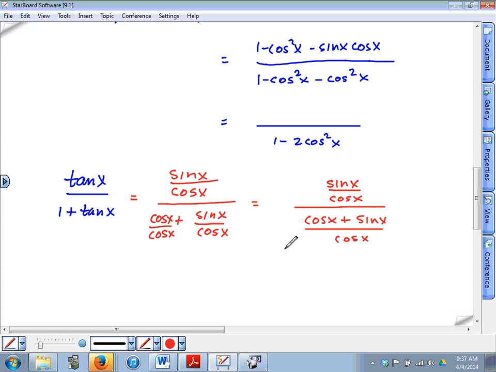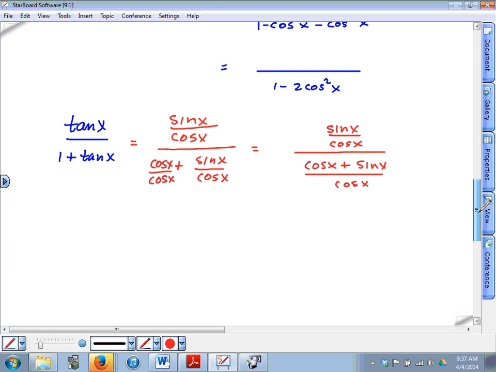Are we getting anywhere with this? You multiply by the reciprocal. Let's try a reciprocal thing here. The reciprocal of which one? The bottom one. We take the reciprocal of the bottom, so now we have sine of x over cosine of x, multiply.